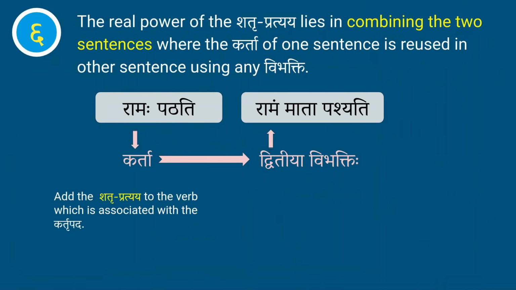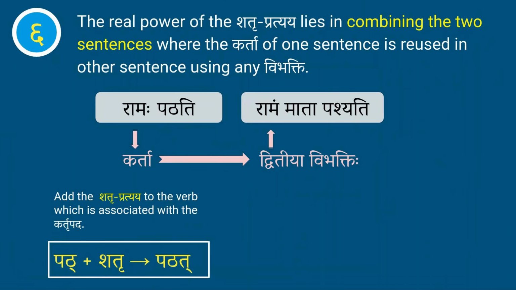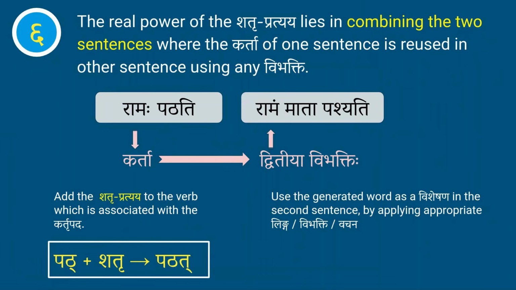First, look at the sentence where Rama is used as the karta and apply the Shatru Pratyaya on that verb. In this example, that would create the form pathat. In the second step, we use this word as a visheshana for the word Rama in the second sentence by applying appropriate linga, vibhakti, and vachana.